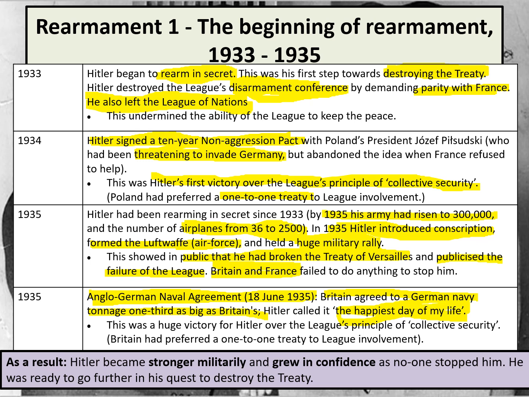So this was a huge victory for Hitler over the League's principle of collective security, because just like with Poland, Britain had preferred a one-to-one treaty. So, as a result of all of these steps, of course Hitler became stronger militarily, but probably more importantly, this was the beginning of his growth in confidence. He had tested the other nations, he had tested the League, and he had won. No one had tried to stop him on his path to rearmament. What this meant was that he was ready to go even further.